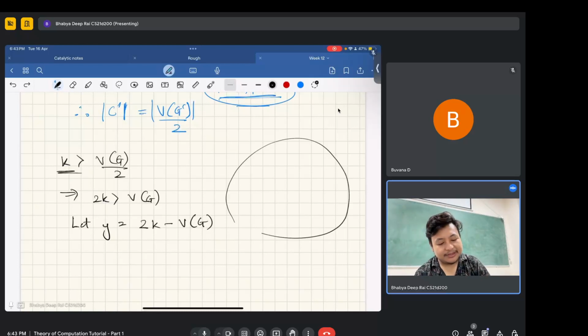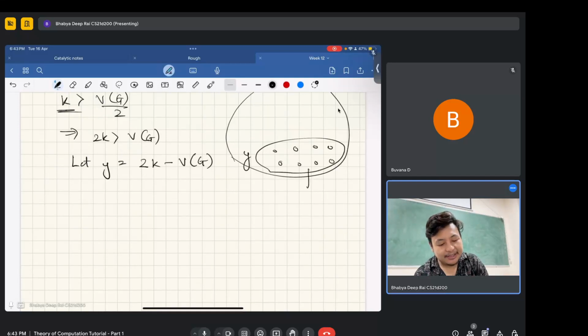Now I'll do a similar thing. I'll include y vertices, but this time I'll add isolated vertices. They won't be connected with each other. What I'm trying to do is blow up the size of the graph so much that the large clique that was originally there becomes smaller in comparison to the size of the graph. How small? Until it is half the size of the graph.